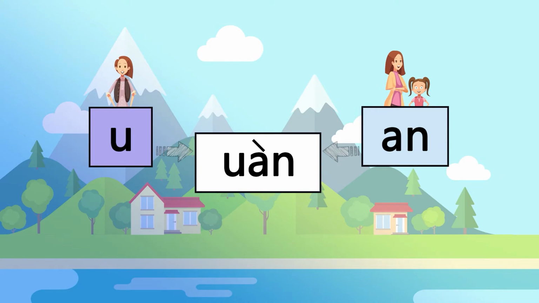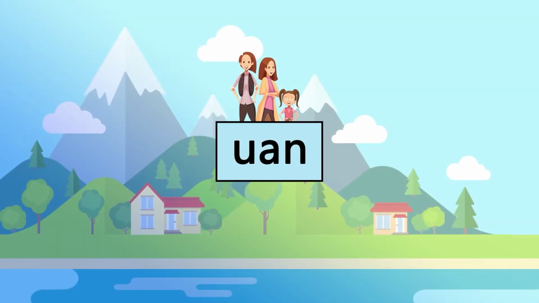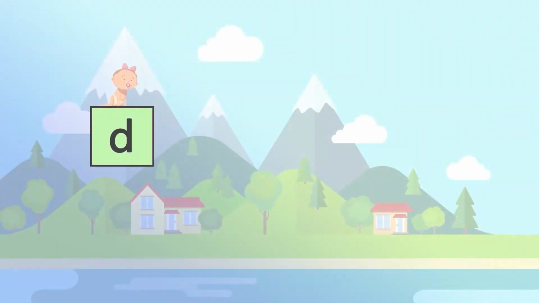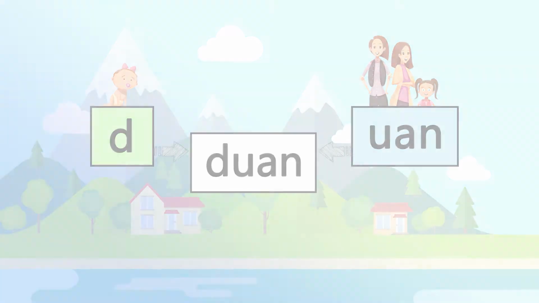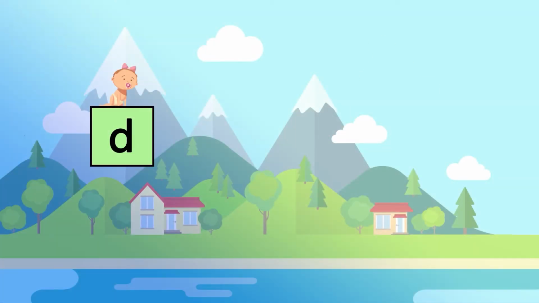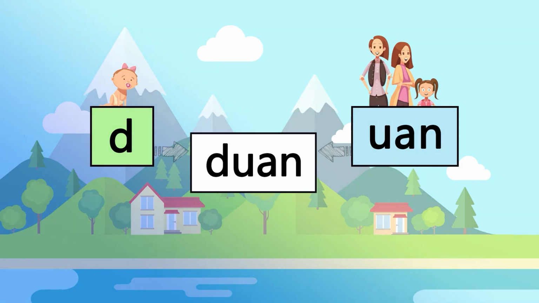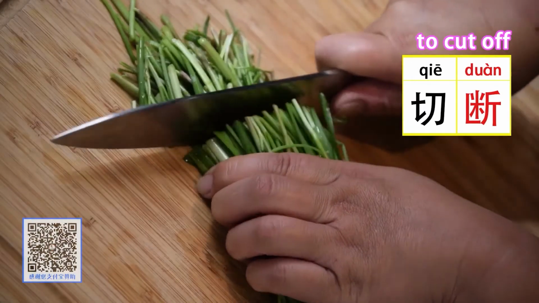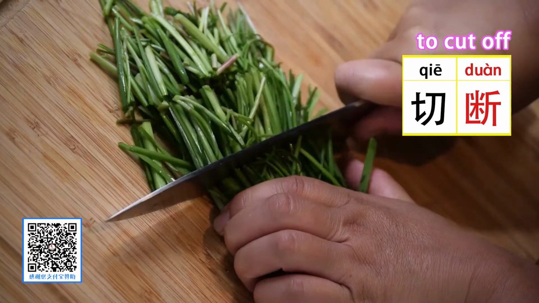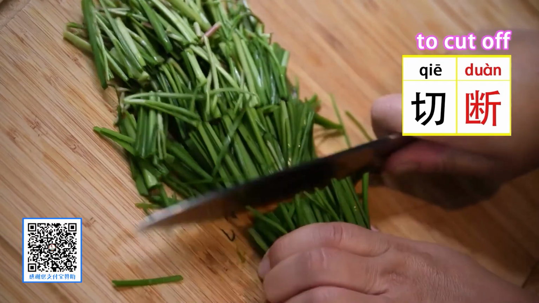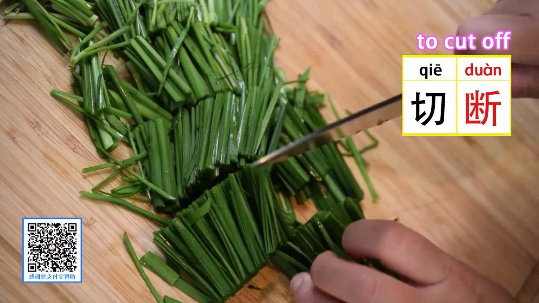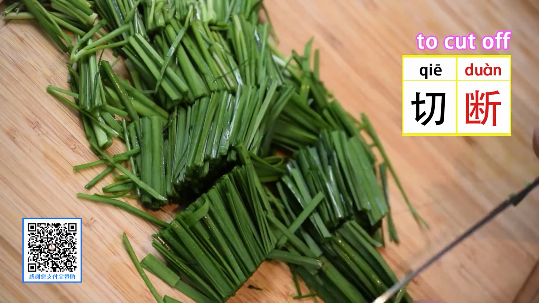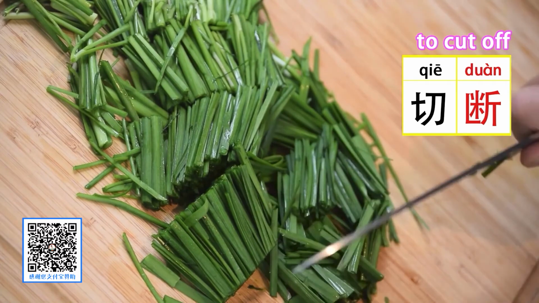Let's practice. One, de, one, duan, duan. 切断, cut off. 断，切断, cut off.